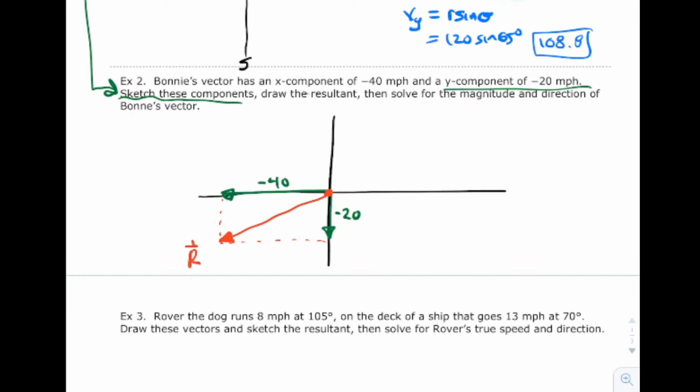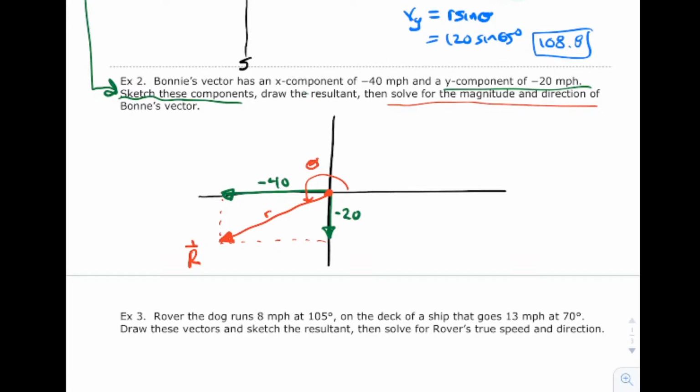That's your resultant. Now, solve for the magnitude and direction of the vector is basically saying solve for the r and solve for the theta. And again, theta is something you measure in standard position. So that's the theta measured from the x-axis. That's the theta. That's the true speed. That's the direction.